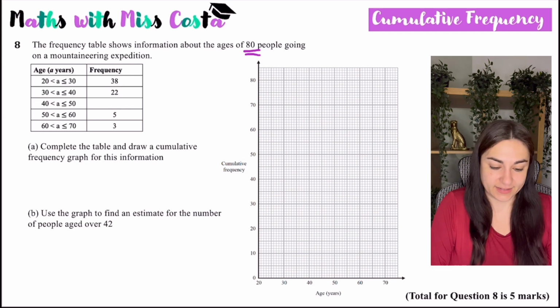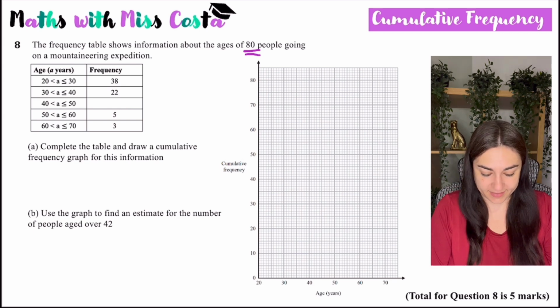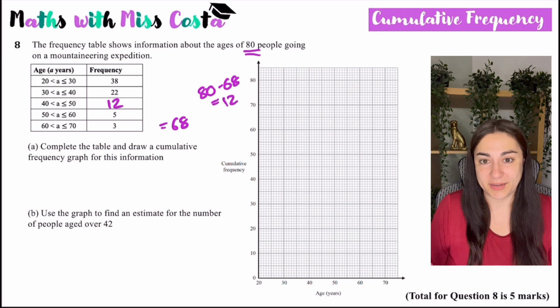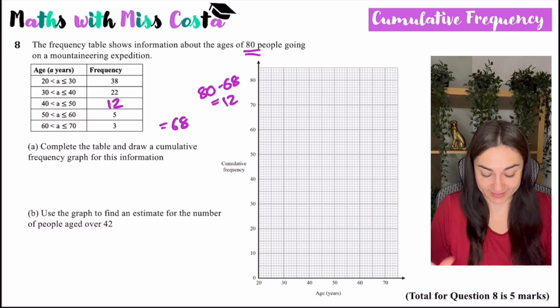So the first thing I do is add all my frequencies together. So 38 plus 22 plus 5 plus 3 gives me 68. So therefore, I know that 80 take away 68 leaves me with 12 people. So the missing interval must be 12. Now my frequency adds up to 80 and it's complete.